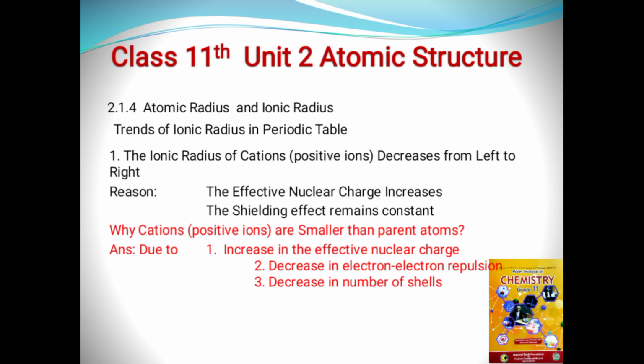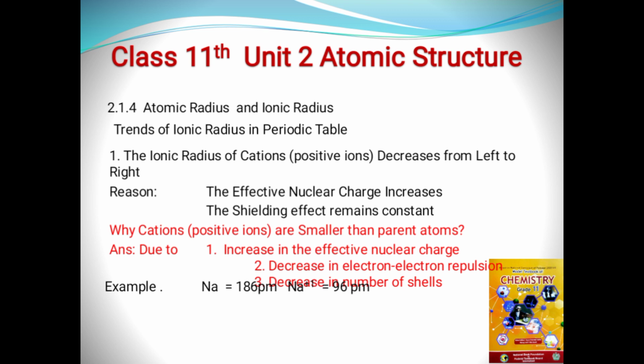Similarly, decrease in electronic repulsion. The second point is that the number of electrons decreases and the repulsion also decreases. That is why the atomic or ionic size will also decrease. The third point is decrease in the number of shells. This is very simple. When we remove all the electrons of the valence shell, that shell doesn't remain there, and the number of shells decreases by 1. Therefore, by decreasing the number of shells, the size also decreases.